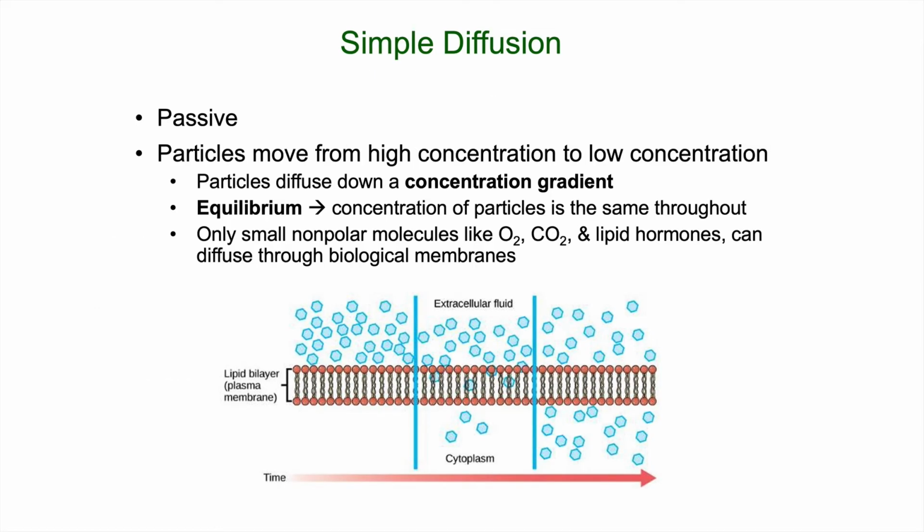The first method we'll talk about is a passive method, and that's simple diffusion. Simple diffusion occurs when particles move from where there's a lot of them to where there aren't. And this is really common. If you're making tea, and you take a tea bag and put it in a cup of hot water and just let it sit, you can see the tea slowly start to diffuse out of the tea bag and into the cup of water.